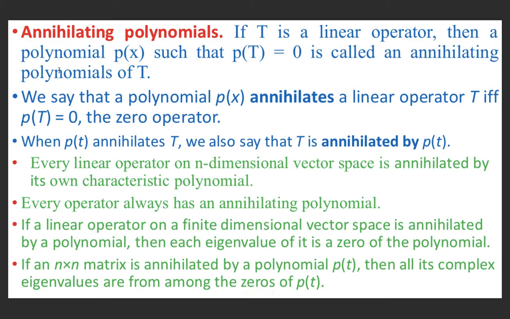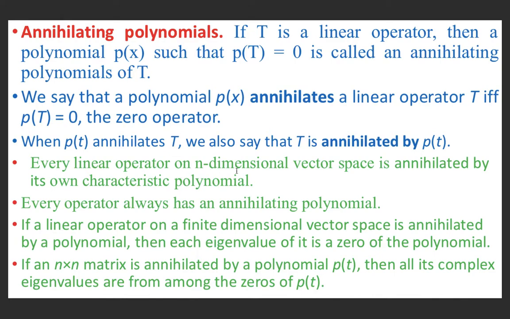First of all, annihilating polynomial. If T is a linear operator, then a polynomial P(t) such that P(T) equal to 0 is called an annihilating polynomial of T. We say that a polynomial P(t) annihilates a linear operator T if and only if P(T) equal to 0. Here 0 is the zero operator and T is a linear operator. When P(t) annihilates T, we also say that T is annihilated by P(t).